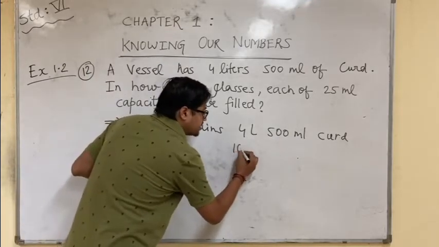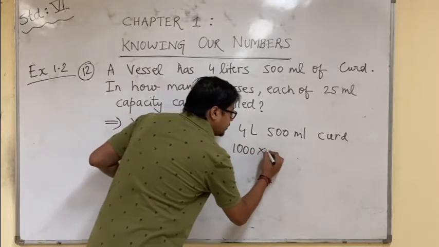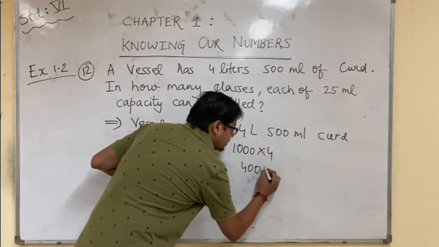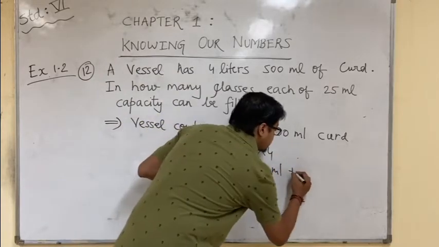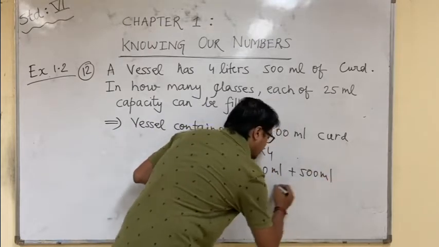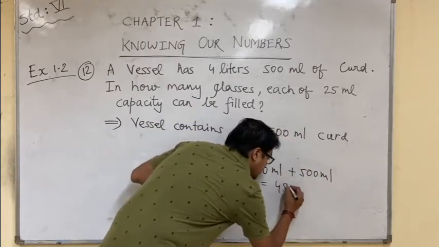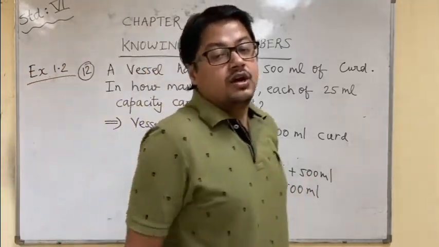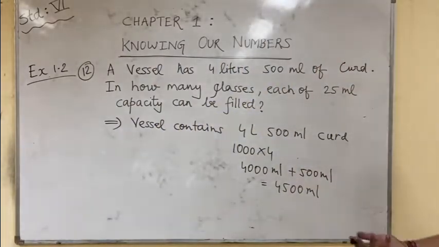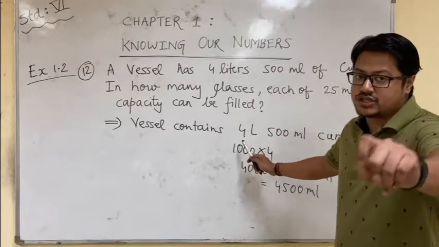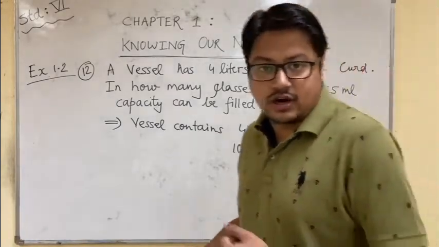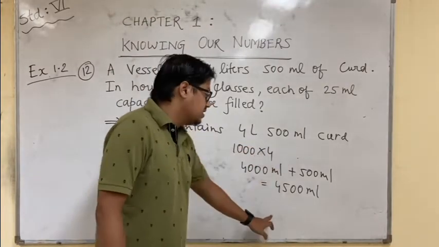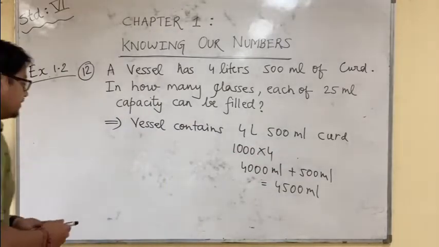4 liter will be equal to how much ml? It will be 4 into 1000, 4000 ml. And 4000 ml plus 500 ml. What is the total quantity of curd? 4500 ml. I hope you are understanding this. A big vessel contains 4 liters 500 ml of curd. So how much ml it contains? 1 liter equal to 1000 ml. So 4 liter will be equal to 4000 ml. So 4000 ml of curd and 500 ml of curd. How much curd it contains? 4500 ml. Okay.